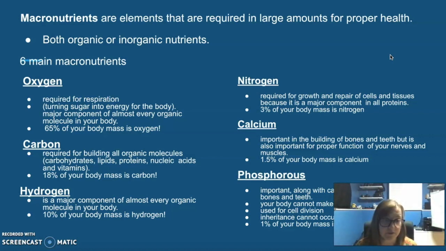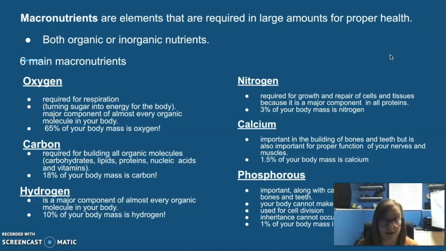Calcium is important for building bones and teeth, but it also helps your nerves and muscles function properly. It's about 1.5% of your body's mass, which surprises me because I feel like we have a lot of bones. Our phosphorus is important along with the calcium in building our bones and our teeth. You can't make DNA without phosphorus, so it's very important, and it's also used for cell division.